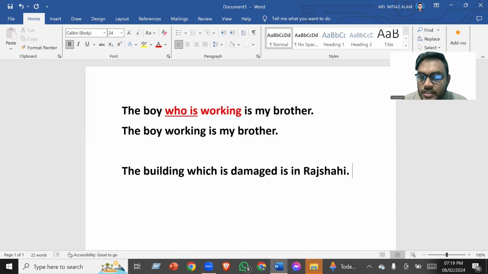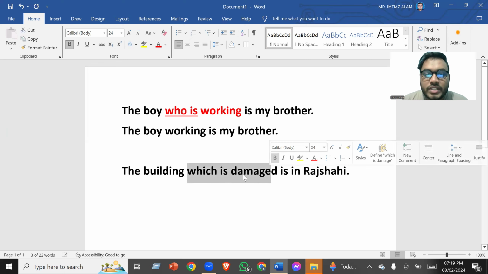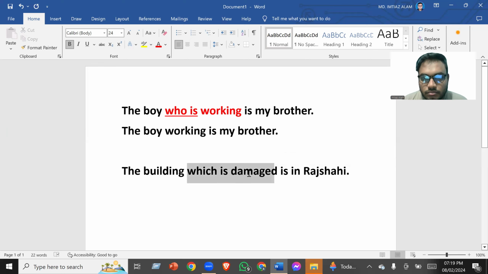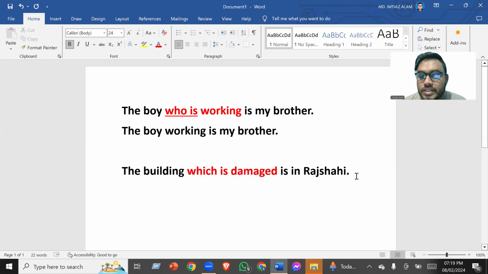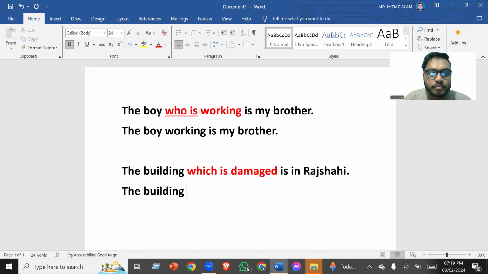So how are you going to answer these things in simple? First of all, this is a complex sentence, of course. And why is this a complex sentence? You can see, which is damaged is the subordinate clause, and the building is in Rajshahi is the principal clause. So how are you going to make this complex sentence simple? First of all, again, we have to write the subject as follows. The building. Now, again, like the other one, we have to delete the relative pronoun and auxiliaries.